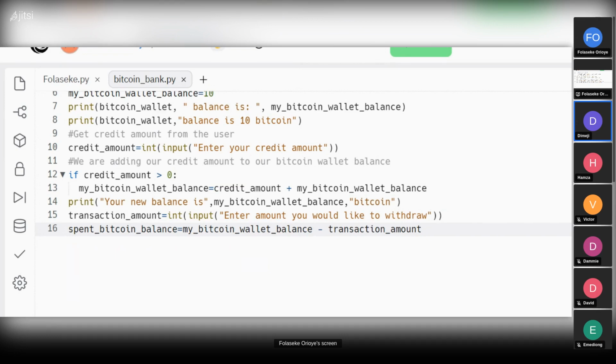All right. So if you look at line 12, we said if the credit amount is greater than zero, what does that mean? Falashike, interpret that line. If the credit amount, that means if the money that you entered, that means if the 1,000 naira is greater than zero. Good. Do we all understand that? Yes, sir.